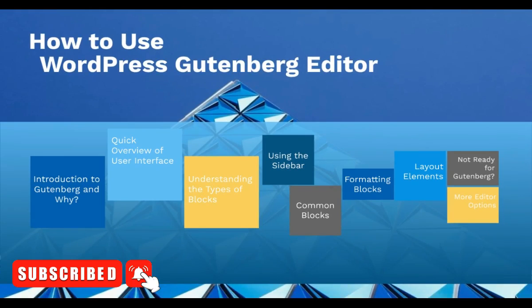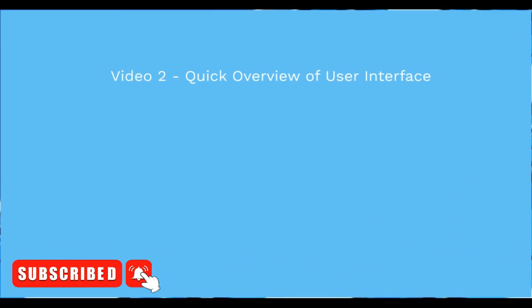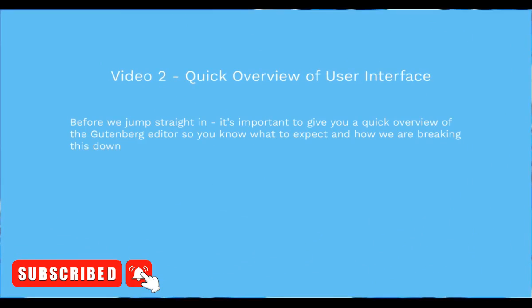Hello and welcome back. This is video number 2, and we're going to talk about a quick overview of the user interface. Before we jump in, I want to say that it's important to give you a quick overview of the Gutenberg editor so that you know exactly what to expect, how everything is broken down, and where things are accessible and all of that. So with that said, let's go ahead and go to a WordPress dashboard and I'll show you around.